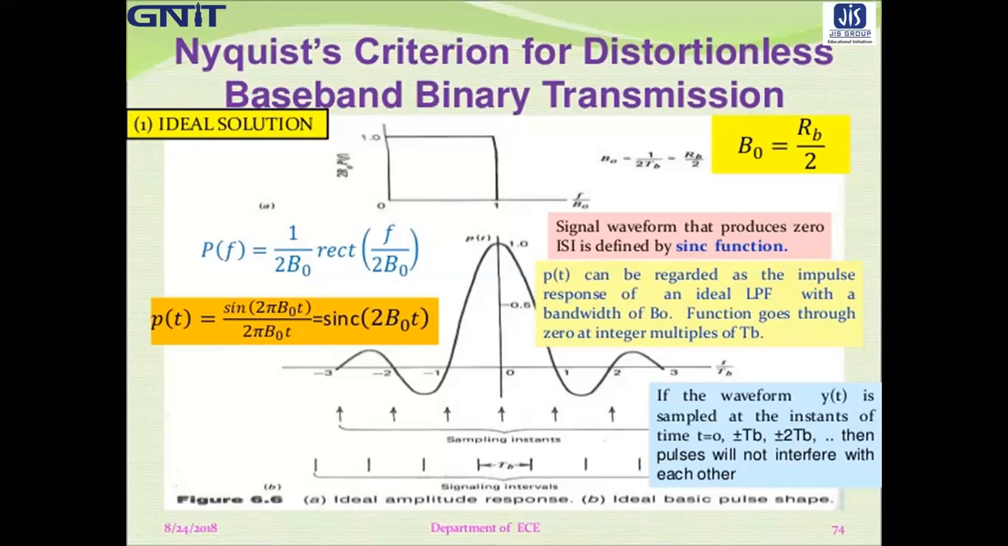So in the next class, we discuss the difficulties and how to solve this ISI factor using another solution, another type of spectrum, which is basically called the raised cosine spectrum.